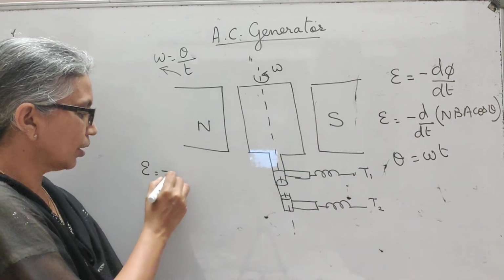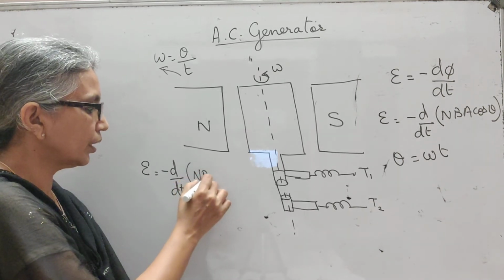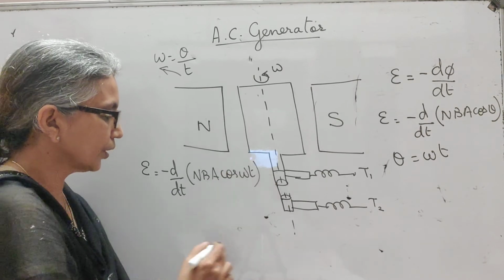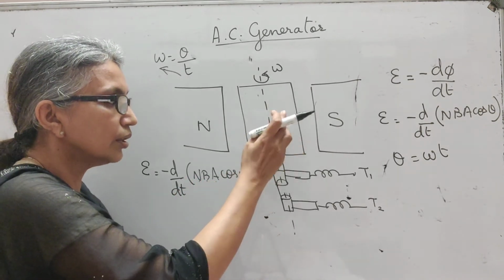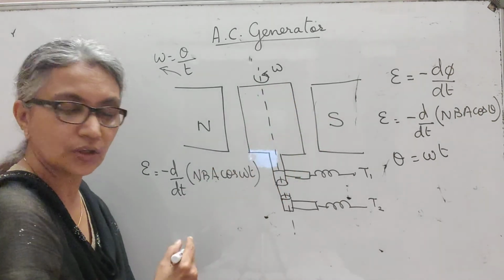EMF is equal to minus d by dt of NBA cos omega t. NBA do not change: the area of the coil, the magnetic field is a constant magnetic field, and the number of turns is also a constant.